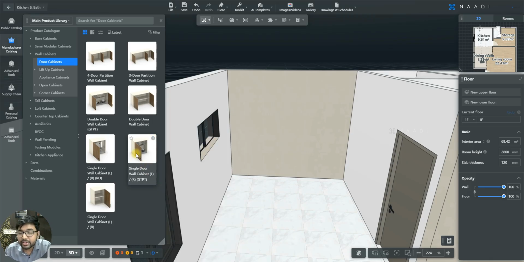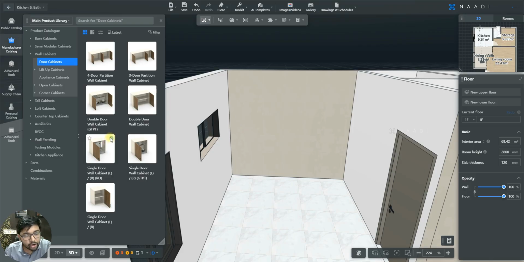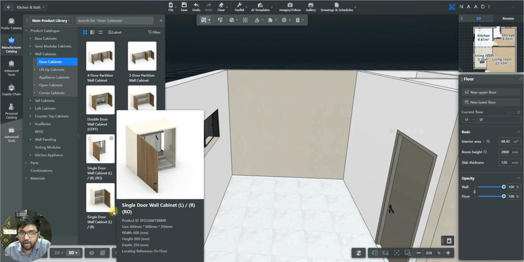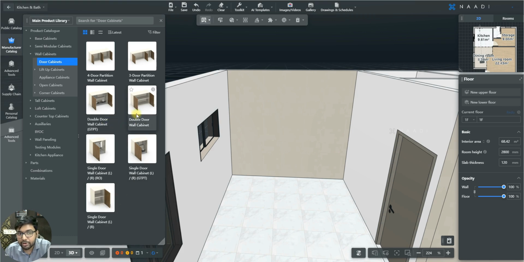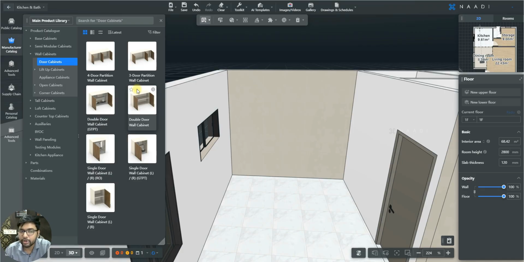Okay, if it is a GTPT cabinet, it will precisely have that in the name. GTPT represents glass tray and plate tray. Okay, and in the thumbnail also you can precisely see, yes, it does come with your GTPT accessory in the model. Okay, and then your RO cabinet is present. It does come with your RO accessory. Or if you're looking for double door GTPT or shelf, that is also present here. Can you see here? This one is a double door GTPT and double door shelf. So these are all your door based wall cabinets.